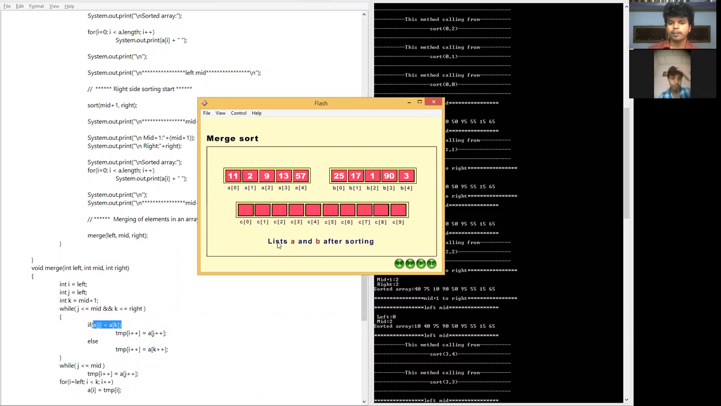you see, after sorting, this left array is in ascending order, and this right array also appears in ascending order. Then we are going to merge these two arrays.